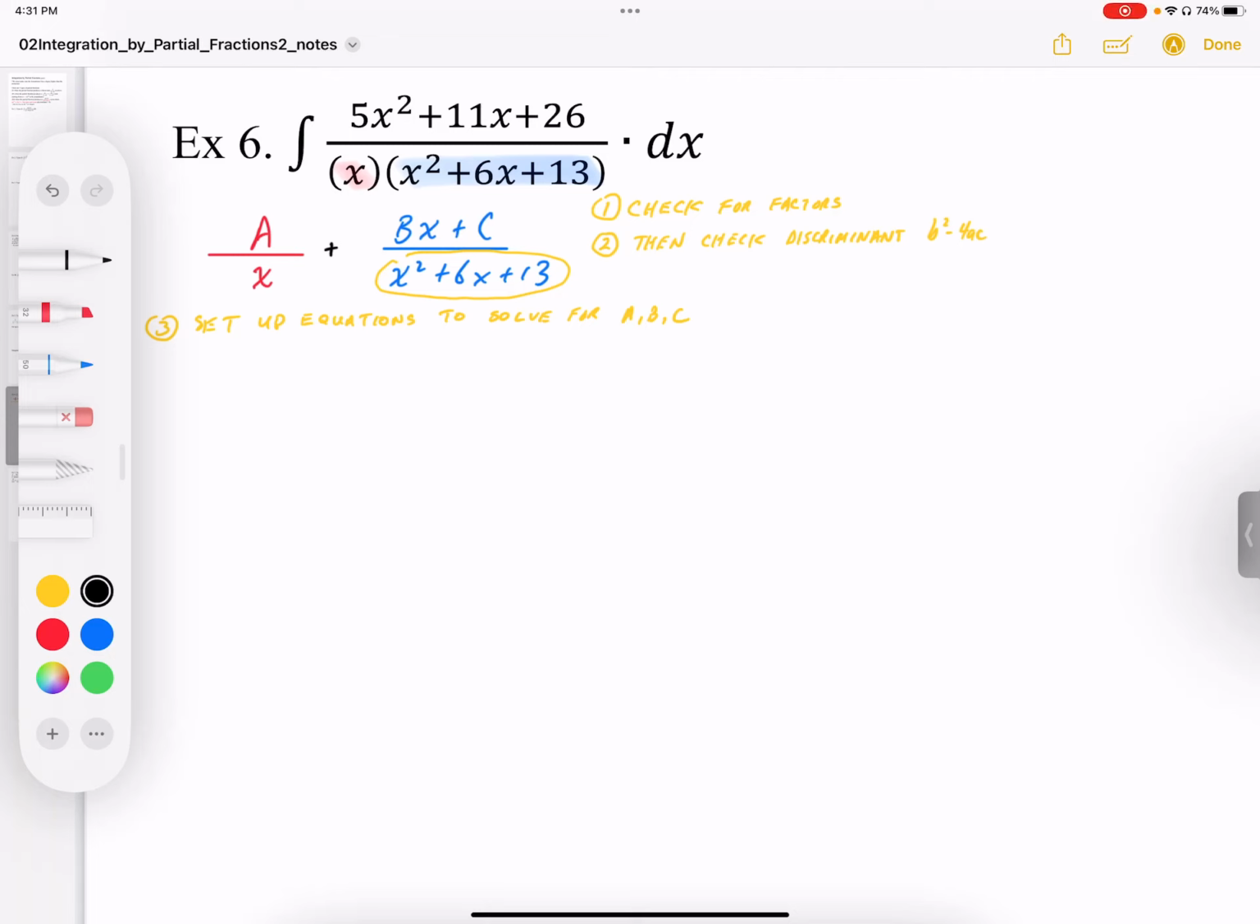Example 6. Here we have a rational expression, and the denominator factors as x and the quadratic factor x squared plus 6x plus 13. The first thing we want to do is write it in its partial fraction form. Notice that the numerator is 1 degree less than the denominator, so we have A over x, and then over the factor x squared plus 6x plus 13, we write it as Bx plus C.